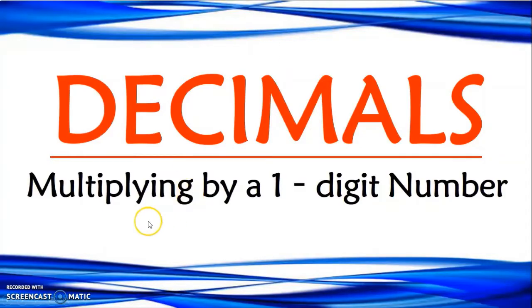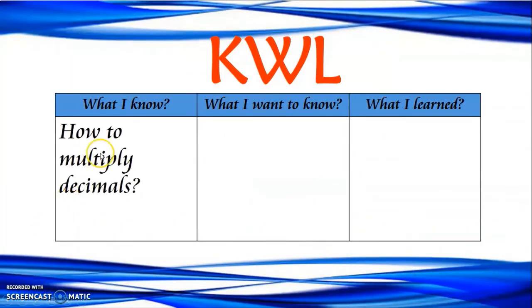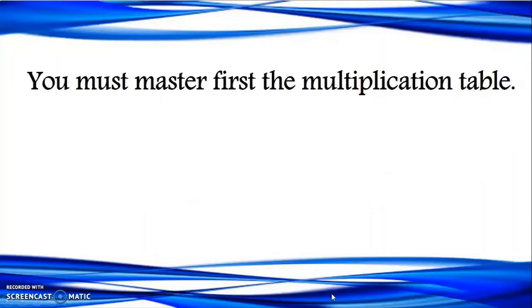So we have decimals multiplying by a one-digit number. We must be able to master the multiplication table and multiply decimals by a one-digit number with regrouping. How to multiply decimals? A decimal number is a number that has a decimal point. Here is the whole part, and on the right side will be the decimal part. You must first master your multiplication table to be able to multiply decimals.